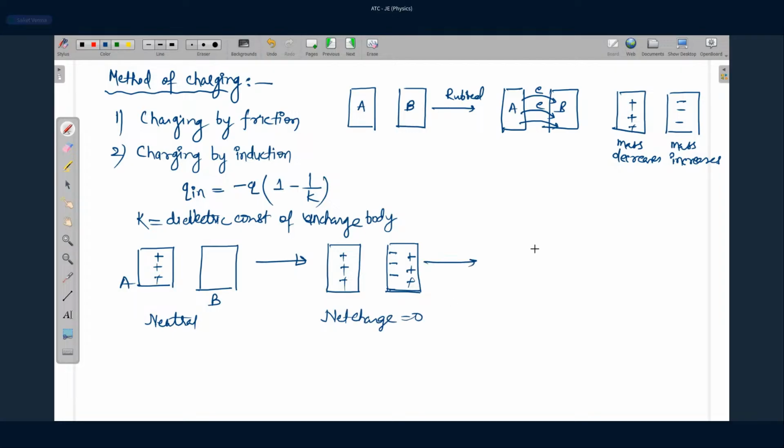Now it can be written like this also, minus and plus, and hence we can say that it is grounded. So these are the two methods by which we charge. The method of charging means charging any uncharged body. If we want to charge it, we can charge it either by friction or by induction.